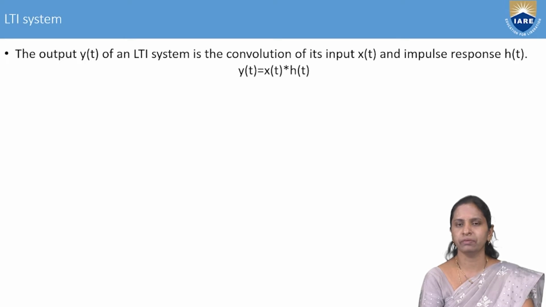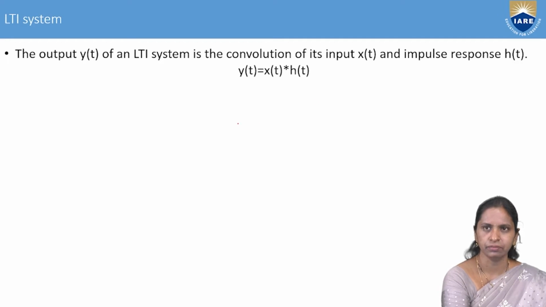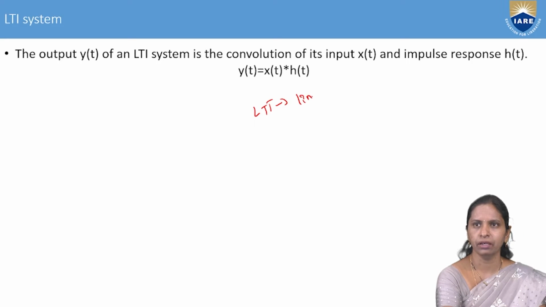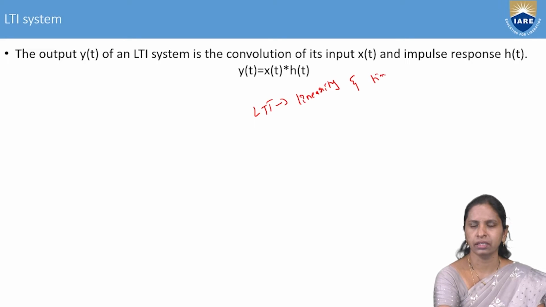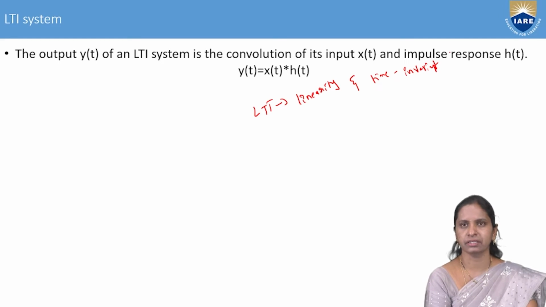Now, what is a time invariant system? A system is said to be time invariant if the input-output characteristics of the system do not change with time. Then it is called a time invariant system. Now, what is an LTI system? An LTI system has to satisfy both the linearity property as well as the time invariant property. Then the system is said to be an LTI system.